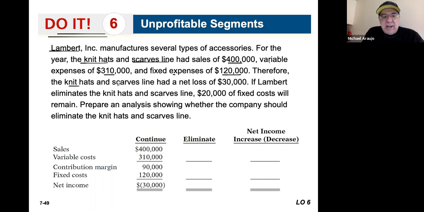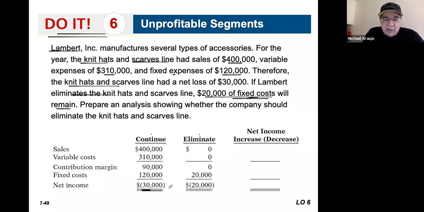Therefore, their knit hats and scarves line ended up losing 30 grand. If Lambert Company eliminates the hat and scarf line, $20,000 of fixed costs would still remain. So prepare the analysis whether they should continue or eliminate. Well, if they eliminate, they wouldn't have any sales. They wouldn't have any variable costs. They wouldn't have any contribution margin, but they still would have these $20,000 of fixed costs. So they would end up losing $20,000.